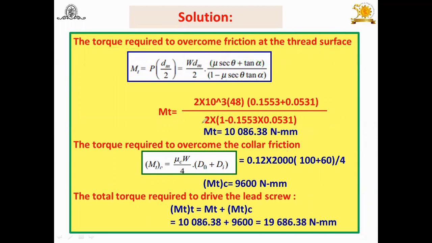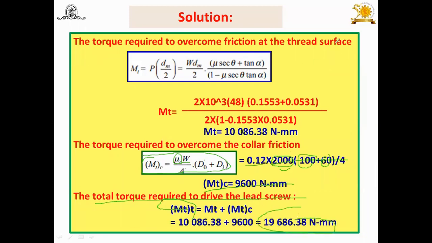Then another case, torque required to overcome the collar friction. You can determine now. What is the relation? If it is not mentioned, always use the uniform wear theory. According to wear theory, Mtc is equal to mu c W by 4 into Do plus Di. Do, outer diameter of the collar 100, inner diameter 60. This is the 4, mu c is given 0.12 and W is equal to 2 kilonewton, means 2000 newton. So you will get this. You will get the total torque required to drive the lead screw. Therefore, MT is equal to Mt plus Mtc. This is the total torque.